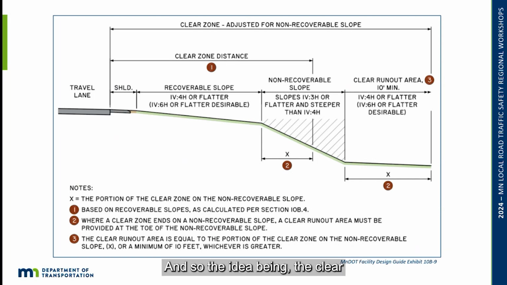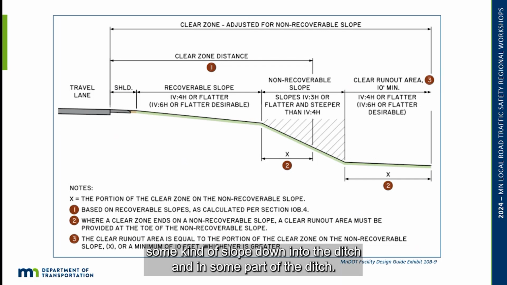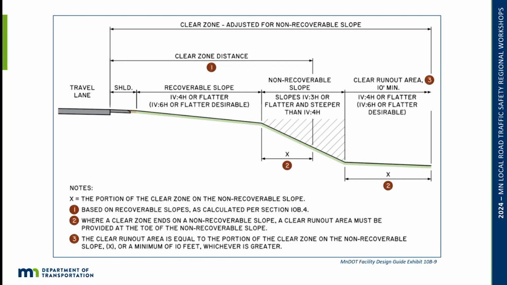And so the idea being the clear zone starts at the edge of the travel lane, includes the shoulder. It includes some kind of slope down into the ditch and some part of the ditch that again is suggested to be clear of any kind of fixed objects.